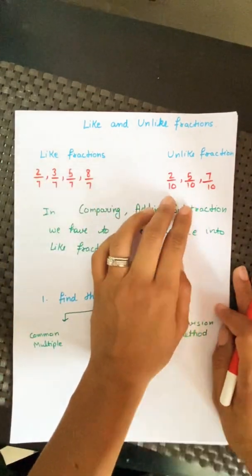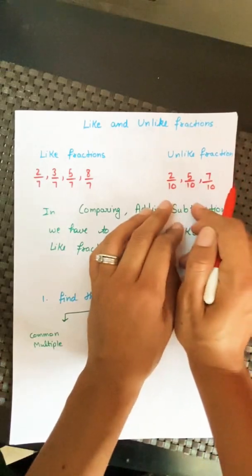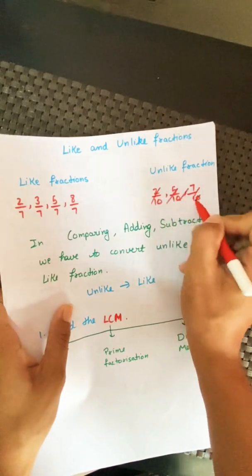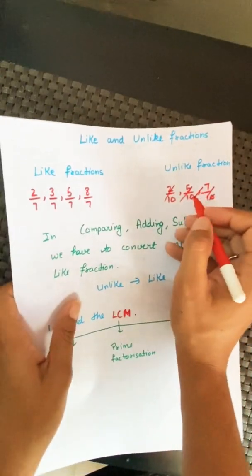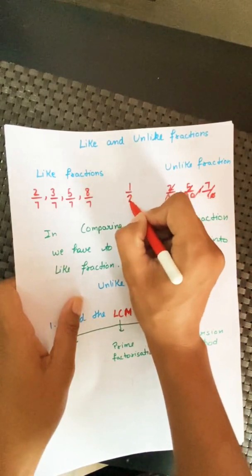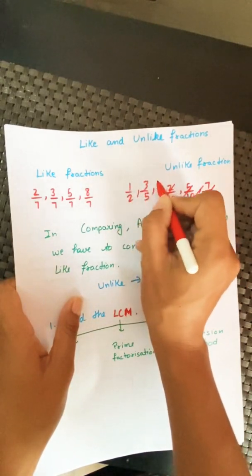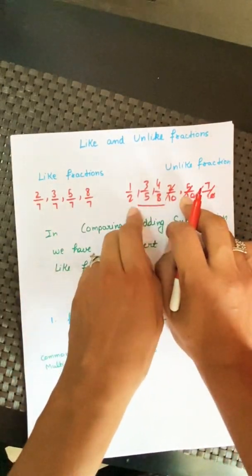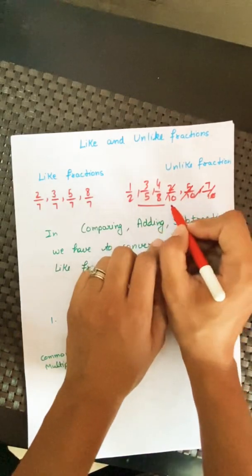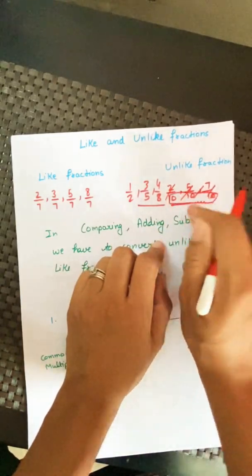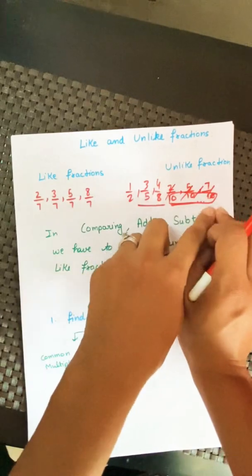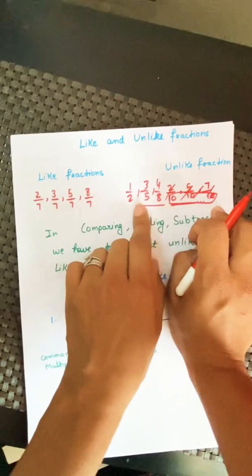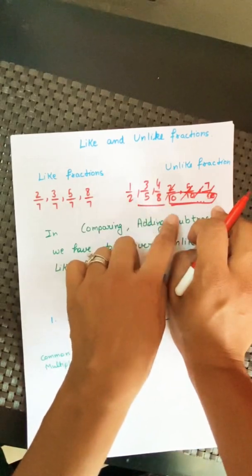Here you can see unlike fractions. Sorry, I have taken the wrong example over here. You can say 1 by 2, 3 by 5, 4 by 8, whatever. So unlike fractions are those where the denominator is different. I have taken the example of like fractions, where the denominator was 10. So let's take another example, 1 by 2, 3 by 5, 4 by 8. In this you can see the denominator is different.